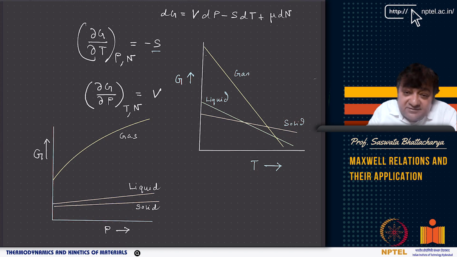Where S is positive, S is the entropy. And gases will have a very large entropy, right? Because the molecules are far apart. They can be arranged more randomly, so the randomness is more in gases.